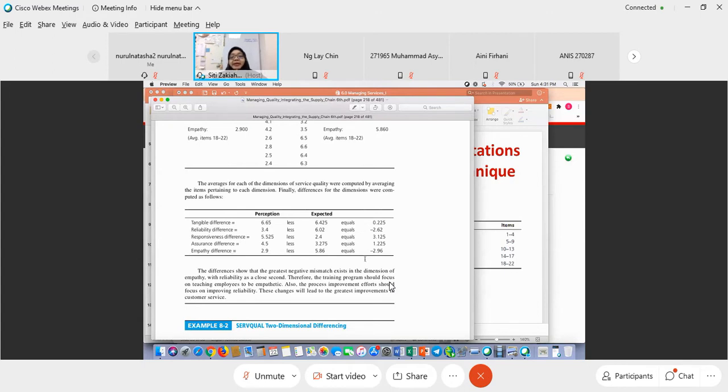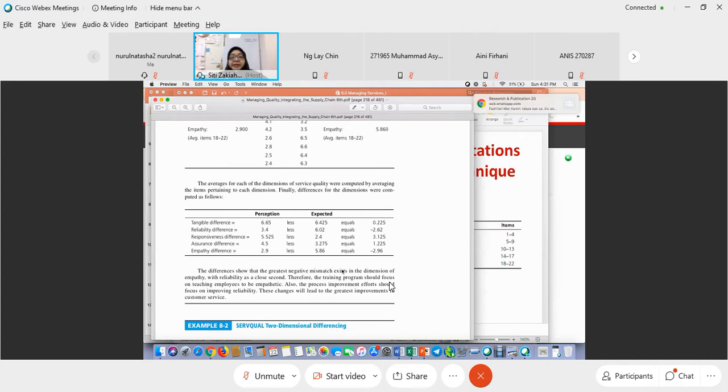That is followed by reliability. The rest is okay. The rest, expectation is lower than perception. See, assurance is very high compared to the actual, right? Even responsiveness, that means they are very good in responsiveness. See, that's how you do service gap differencing.